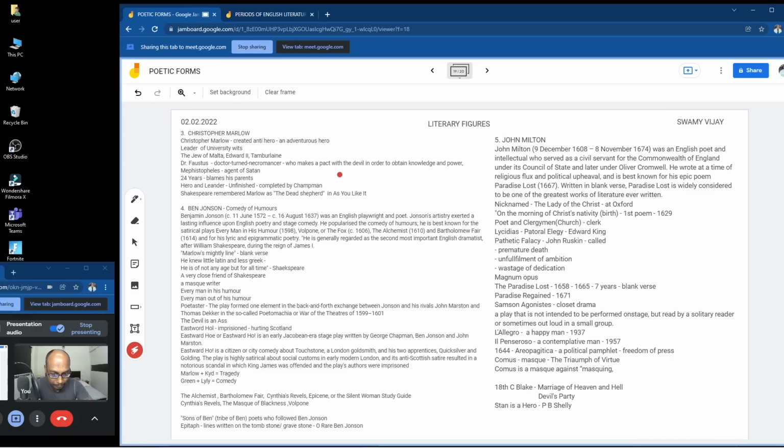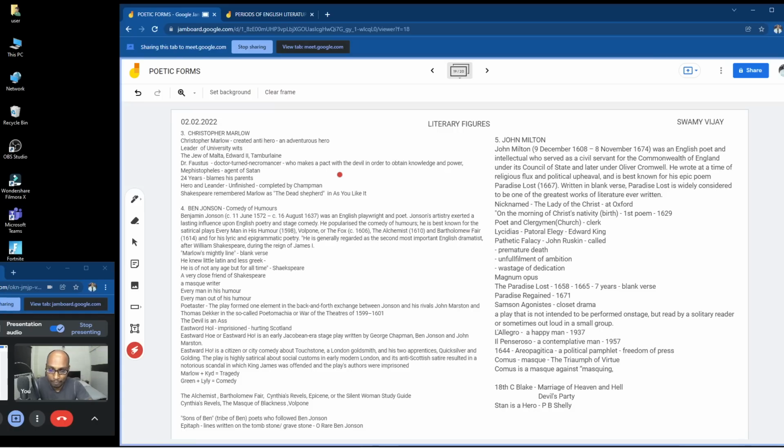Diksha? Yes, sir. Christopher Marlowe and Shakespeare are contemporaries. What about Ben Jonson? Is Ben Jonson a contemporary of Shakespeare? Yes, sir. Is Ben Jonson a contemporary of Christopher Marlowe? Others? Find out.